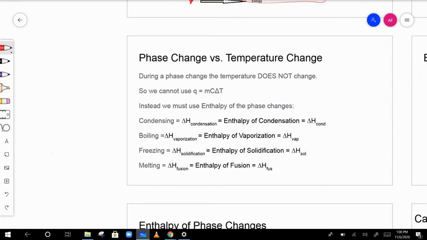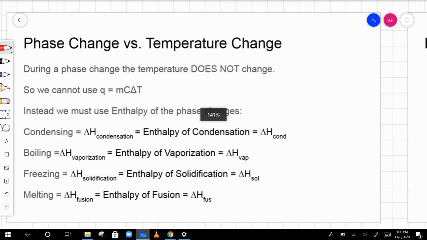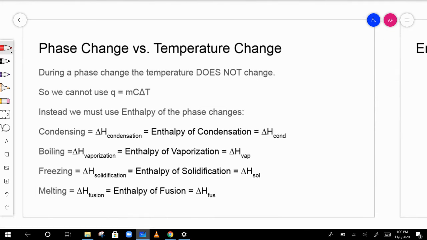Okay, so during a phase change, again, there is no temperature change. So in order to find out the heat released or absorbed, we cannot use Q equals mc delta T because there's no delta T. Delta T is zero. That would be zero all the time. So instead, we're going to use enthalpy of phase changes.